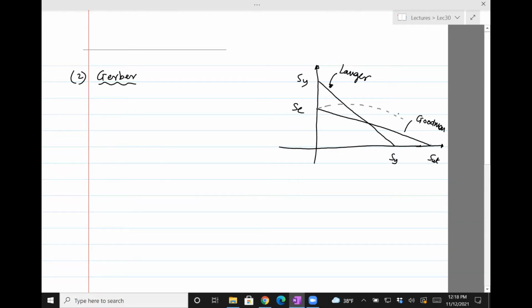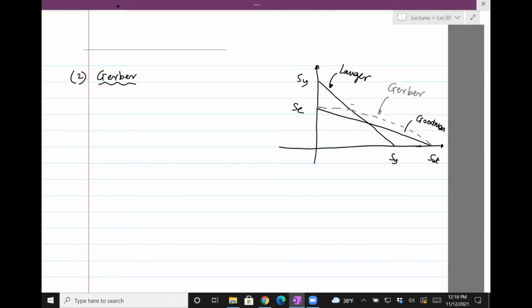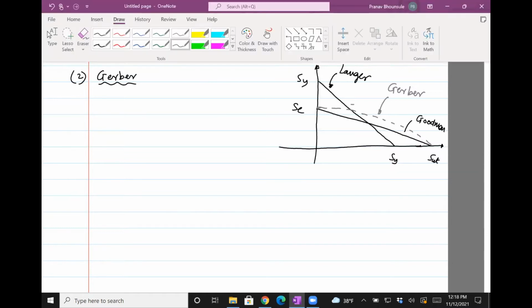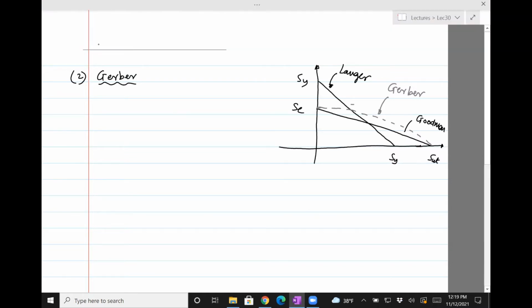Not quite a parabola. It should dip like this. So that's the curve. What you need to do is write the equation of a parabola and then put in the conditions that it passes through SE and SUT. And the equation you get is the equation for the Gerber line.